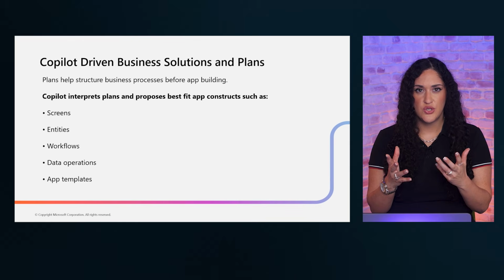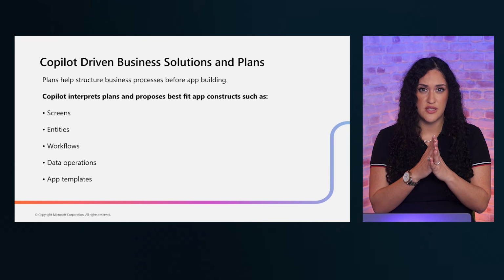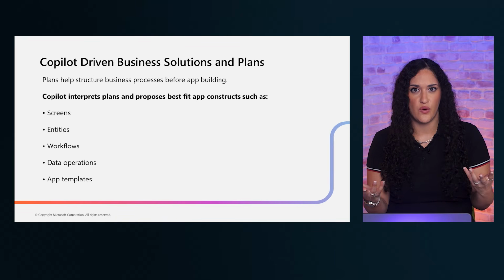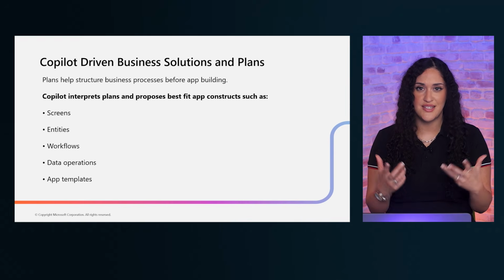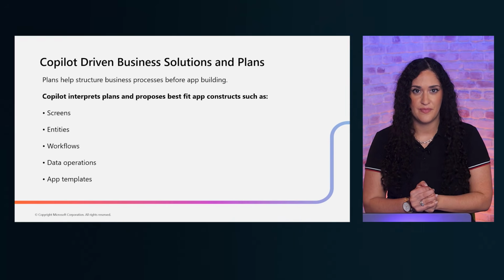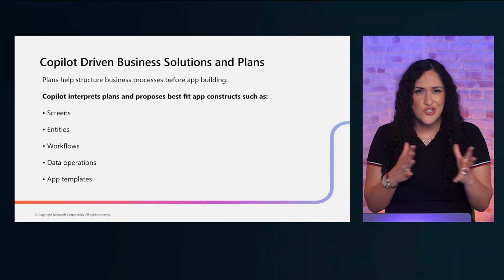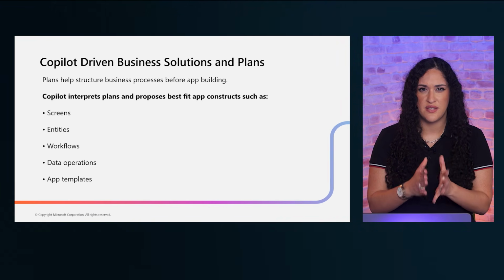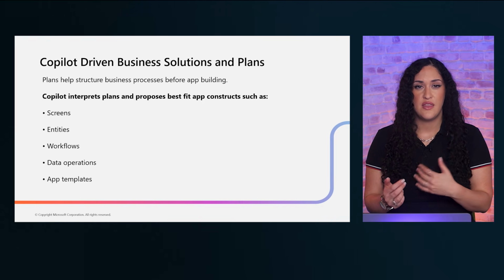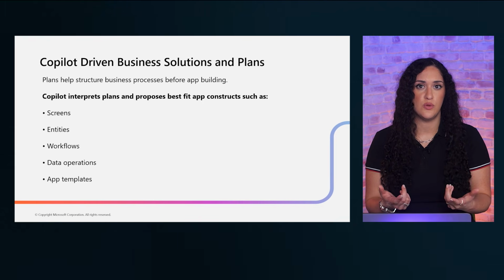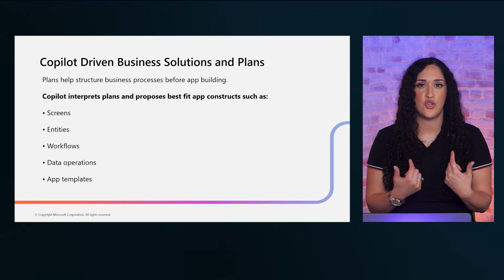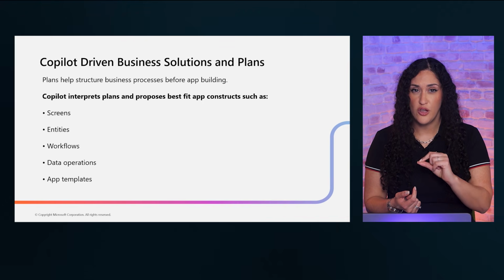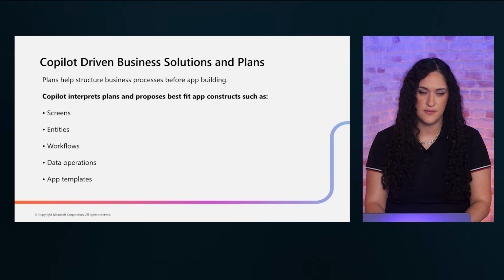Copilot-driven business solutions start with plans that structure your business processes before you build anything. When you describe what you need, Copilot interprets your requirements and proposes screens, entities, workflows, and data operations. Your role as an architect shifts towards validating and guiding AI-generated proposals rather than specifying every detail. This makes your expertise even more valuable as a quality gate, ensuring AI-generated designs meet the enterprise requirements and follow the best practices you set.